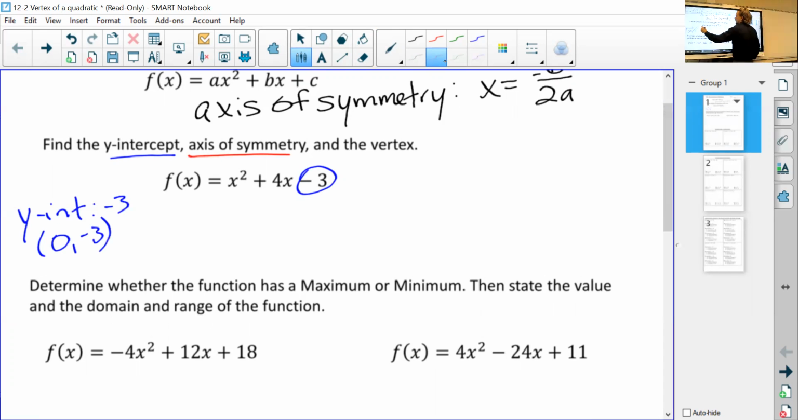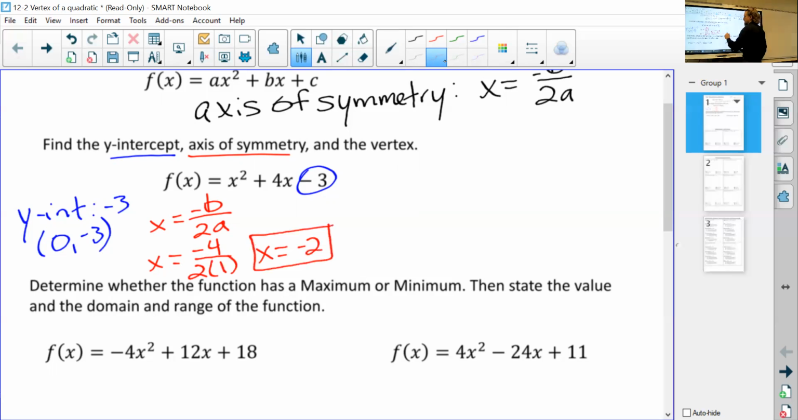All right, the axis of symmetry, that's what we just talked about. We said that's always going to be x equals negative b over 2a. So we just fill in our values. So x equals negative b, so that'd be -4 divided by 2 times a, which is just 1. So -4 divided by 2, we get x equals -2. So there's our axis of symmetry.